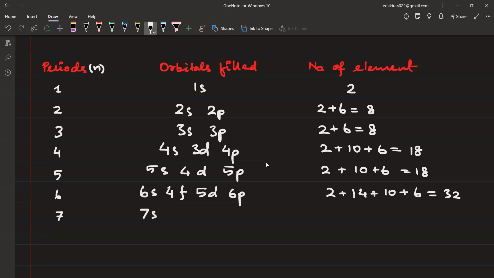And last also we'll have 7s, 5f, 6d, and 7p. Here also I am going to have 2 plus 14 plus 10 plus 6, which is equal to 32 elements. Okay, so please write this down.